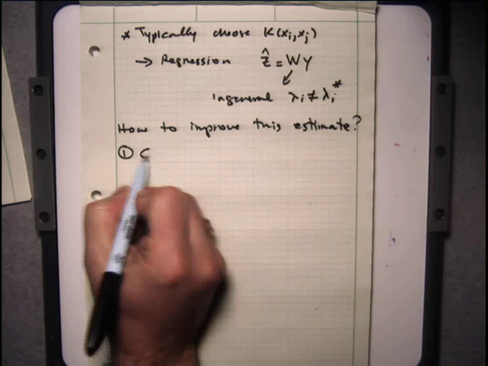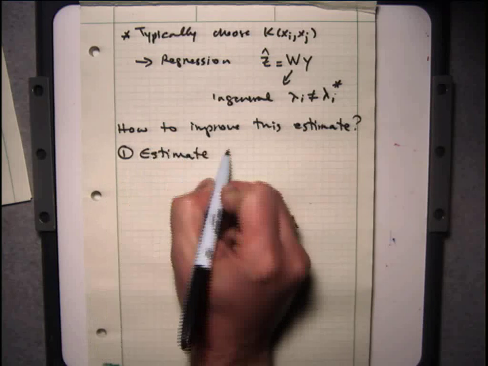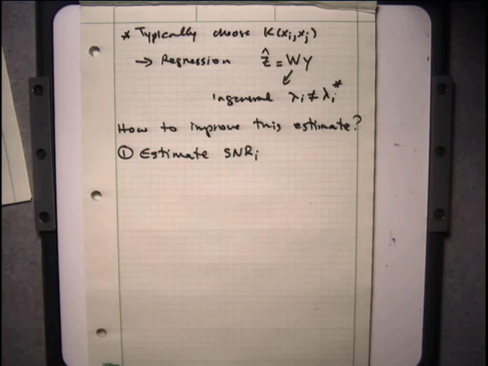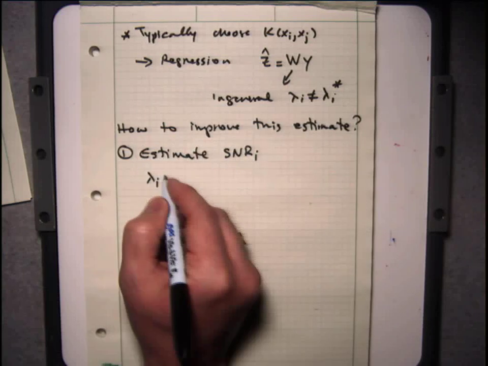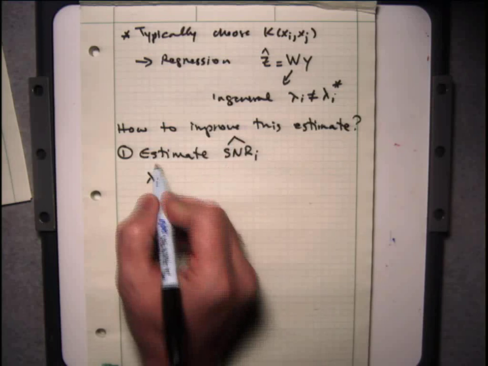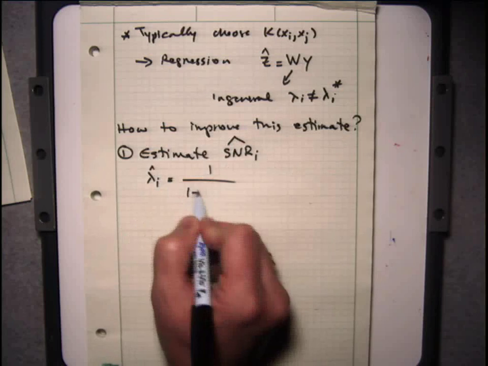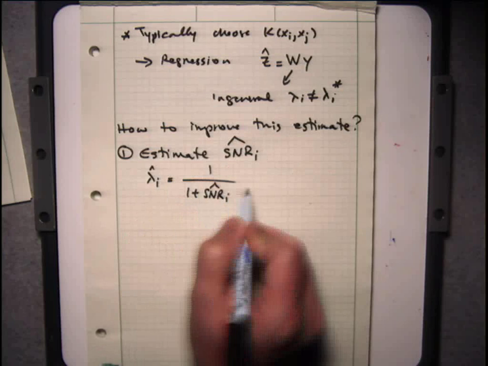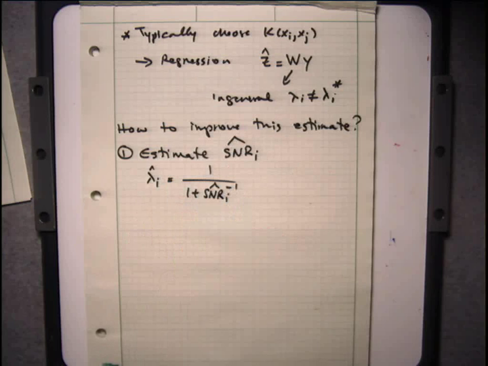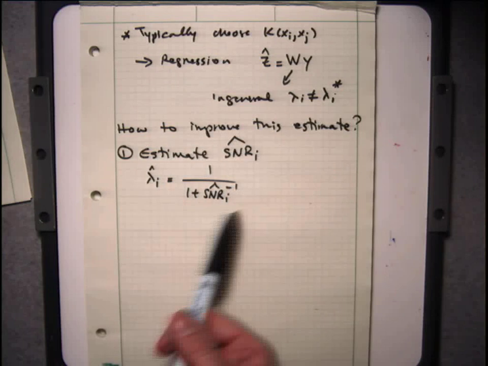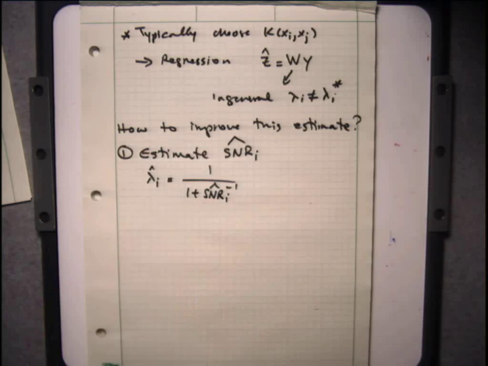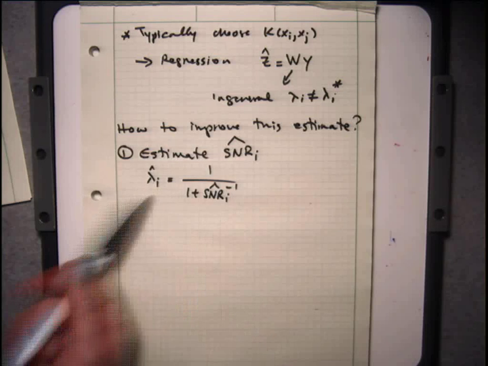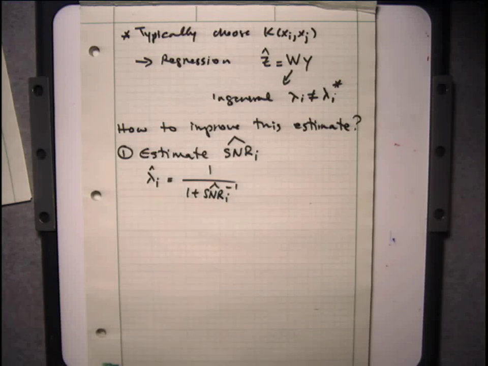One would be to estimate the signal-to-noise ratio for each channel, for each I, and then let lambda I be 1 over 1 plus SNR I hat to the minus 1. Okay? But if you did this, then there would be the question of what kernel does this correspond to? Right? And we don't know what kernel it corresponds to. Because if you change the eigenvalues, it's not obvious how that changes the elements of the matrix W.